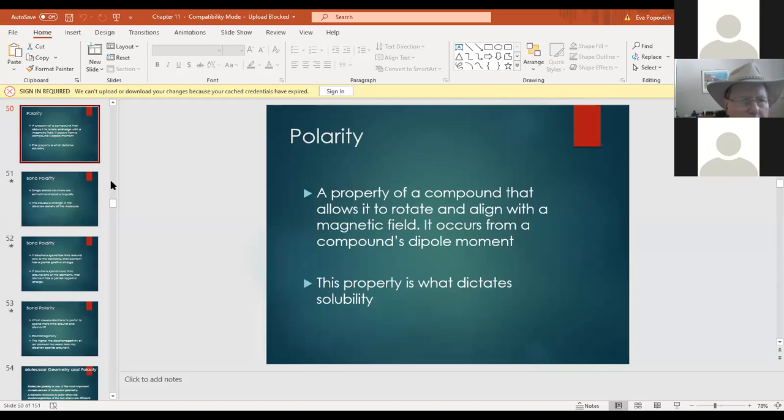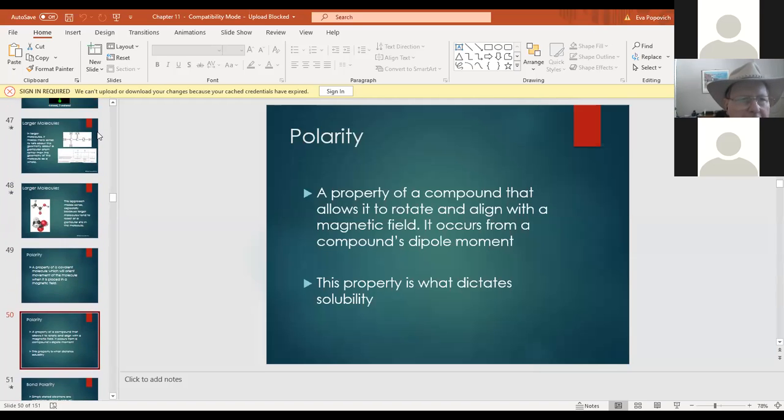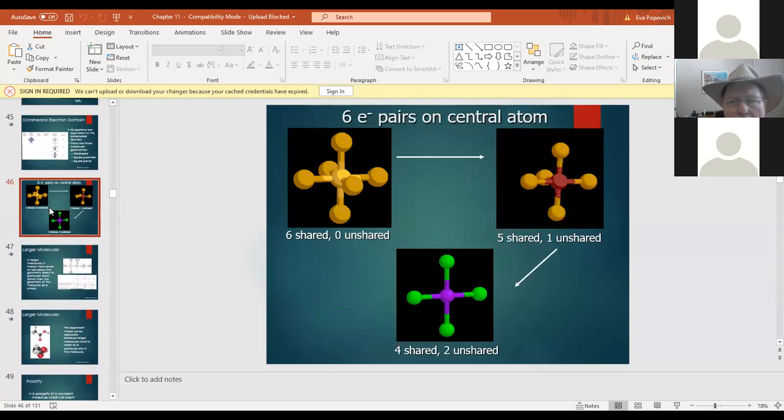So what I'm going to do is I'm going to go back and start with polarity. And I got through at least all the shapes, didn't I? Did I get through octahedron? Jasmina? Yeah, I think so.